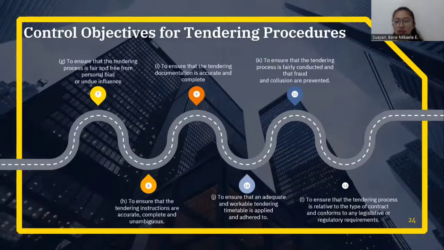To ensure that the tendering process is relative to the type of contract and conform to any legislative or regulatory requirements. This objective is connected to the contract and conform to any legislative or regulatory requirements in a way that following the rules and bylaws would help the management and tendering process.